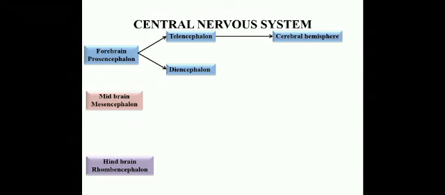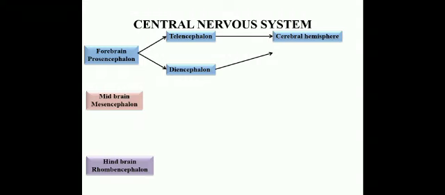So, the brain is divided into 3 different parts. That includes forebrain or the prosencephalon, midbrain or the mesencephalon and the hindbrain or the rhombencephalon. Again, the forebrain is divided into the telencephalon and the diencephalon. The telencephalon is made up of 2 cerebral hemispheres and the median part in front of the interventricular foramen.